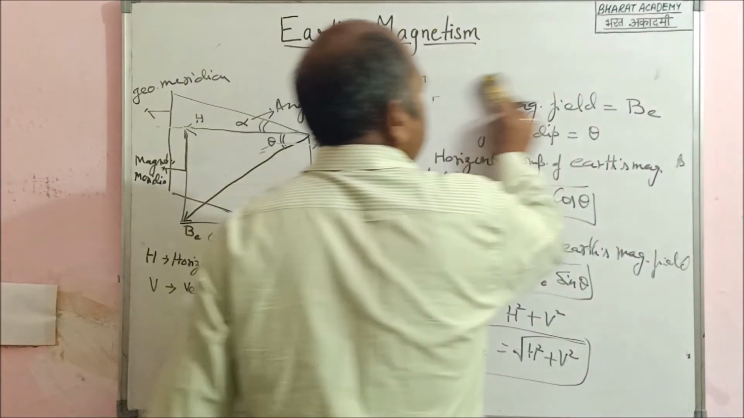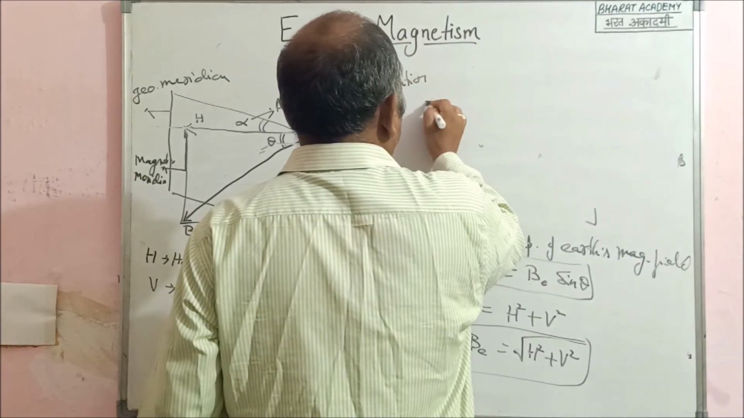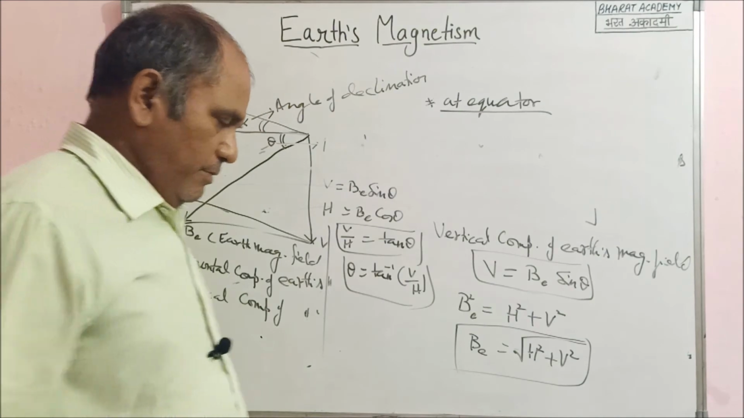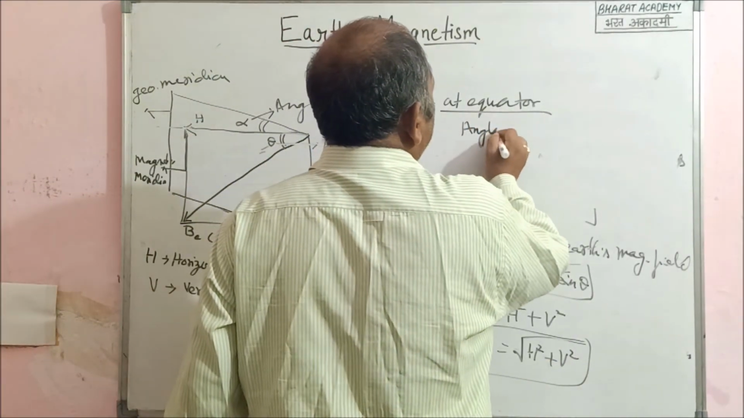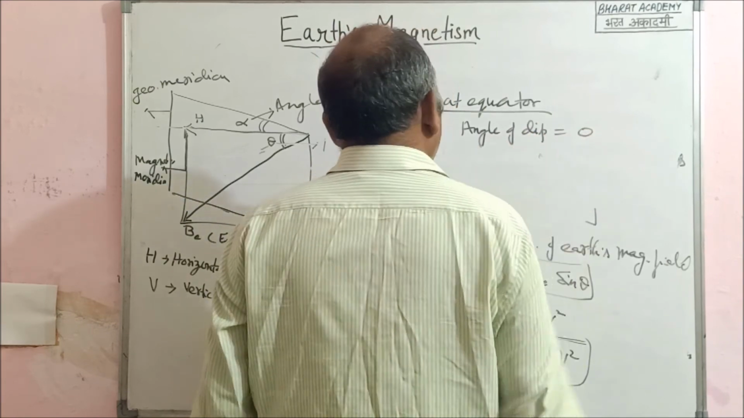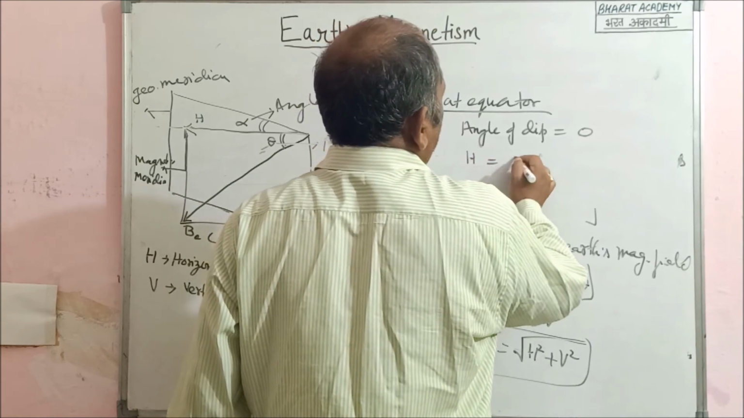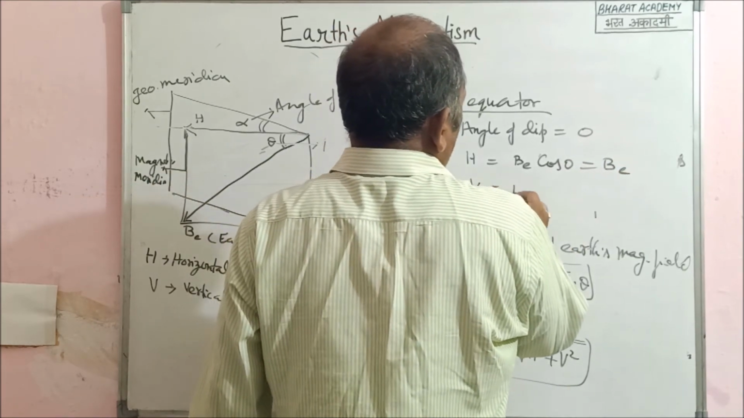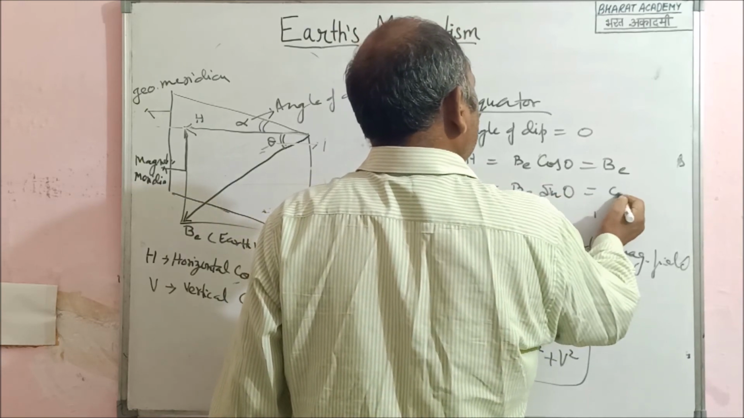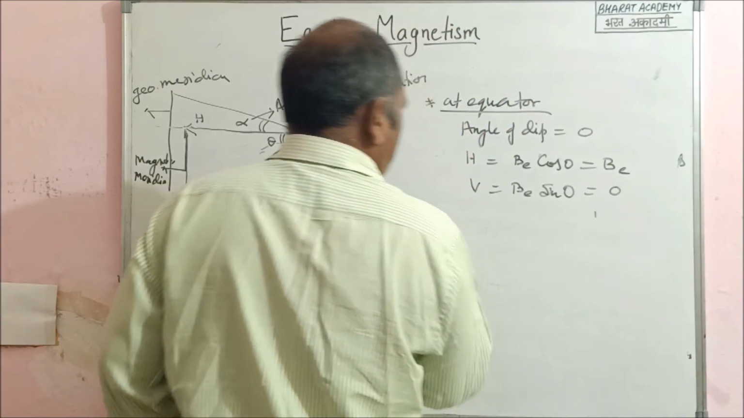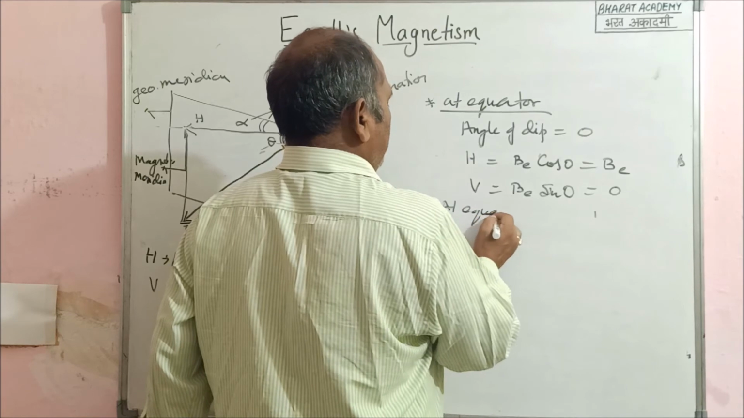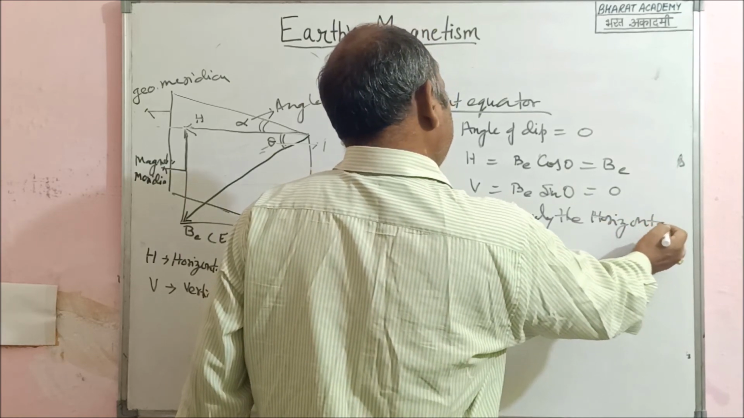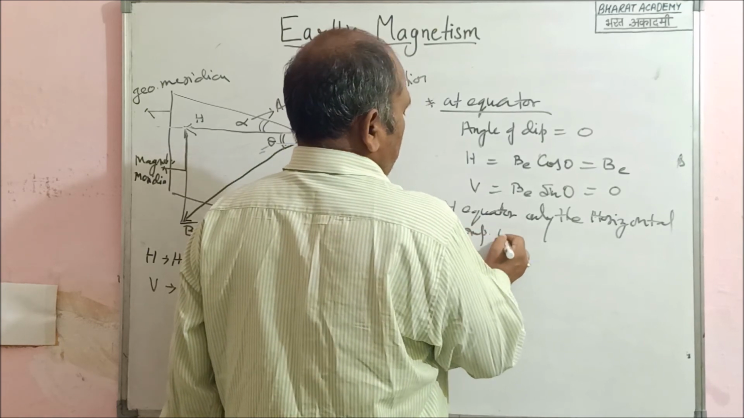Now what will be the values of V and H at the pole? Look, first at the equator, right? What I have given you, the angle of dip at the equator is 0, theta is 0. So what will be H? H will be BE cos 0, means BE. What about V? V will be BE sin 0, sin 0 is 0. So at the equator only the horizontal component will survive, right?